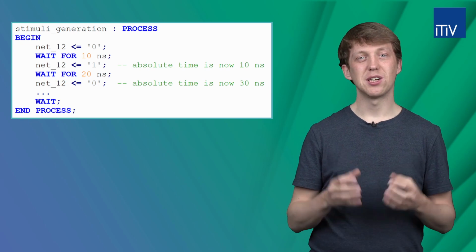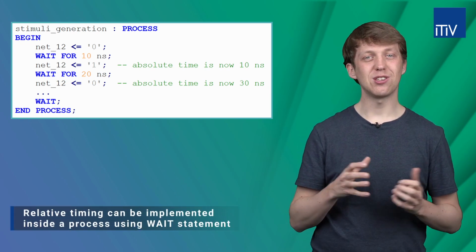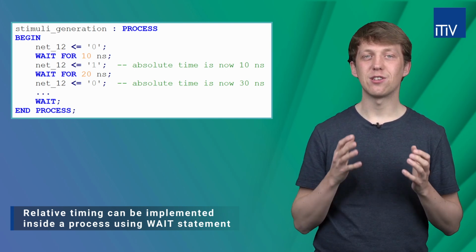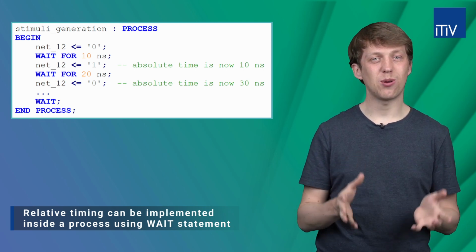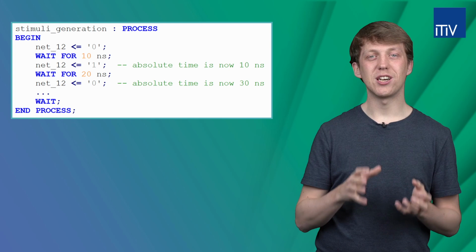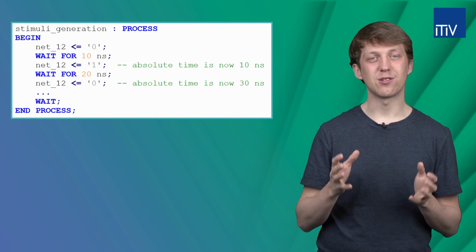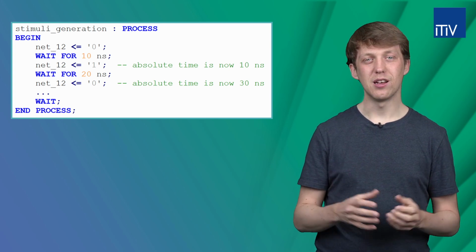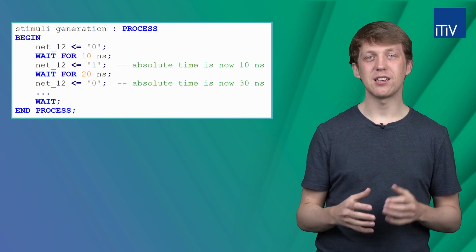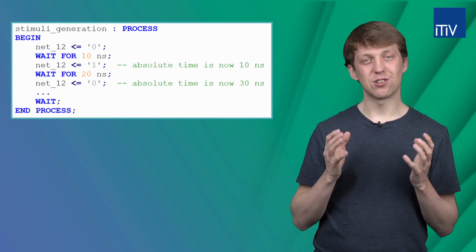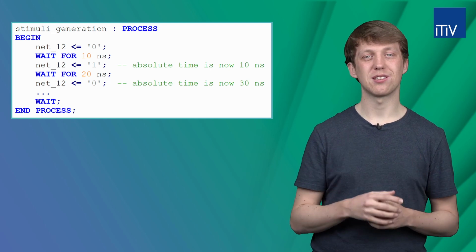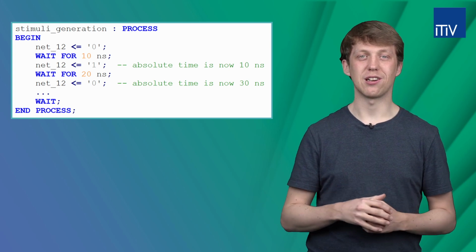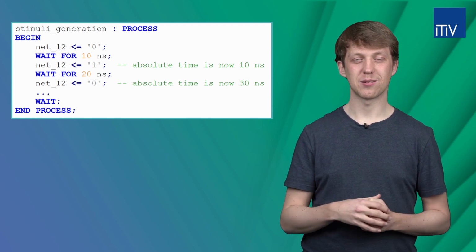Inside a process, we can use the wait statement to describe the stimuli based on relative time. In this case, after 10 nanoseconds, the signal net12 is set to 1, and after additional 20 nanoseconds, that is after 30 nanoseconds in absolute time, it is set to 0 again. The process then restarts after the end has been reached. For sequences that are only meant to be run once, the wait statement without specified time makes the process wait indefinitely, preventing it from starting again.